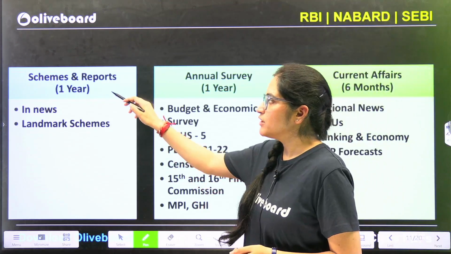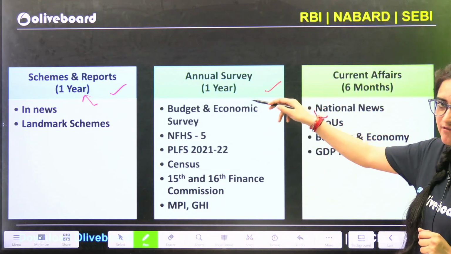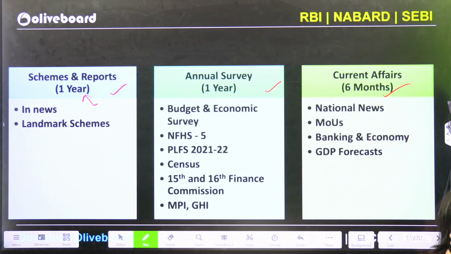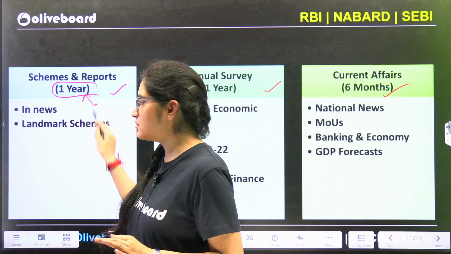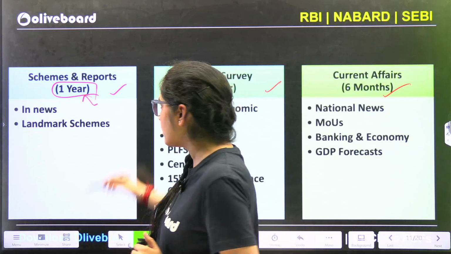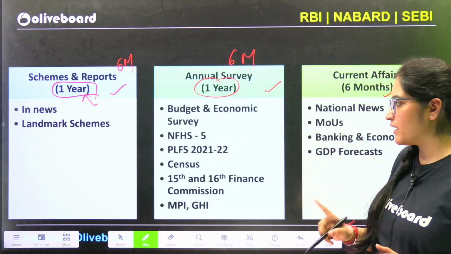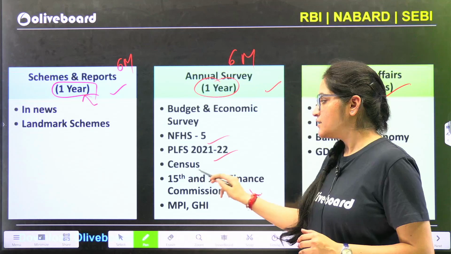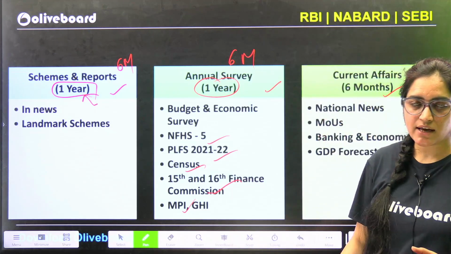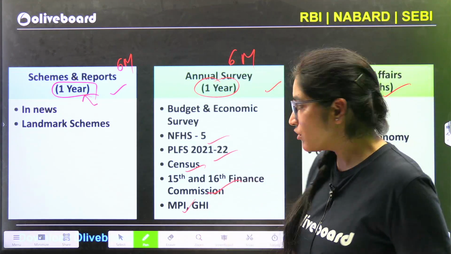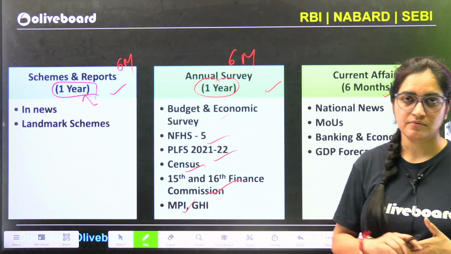you have to prepare all the schemes and reports which are there in news in last 1 year. Annual survey again 1 year. Current affairs for at least 6 months. Let's suppose if you are starting now and you are not able to complete this 1 year schemes and reports, at least try to cover 6 months. Same is the case with this, but one thing be very clear about. NFHS, PLFS, census, 15-16 Finance Commission, your multidimensional poverty index, global hunger index, human development report, budget and economic survey. Even if it's 1 year older, you have to cover it.